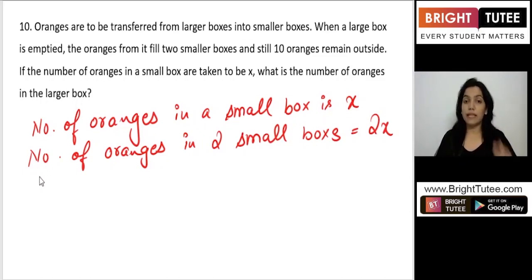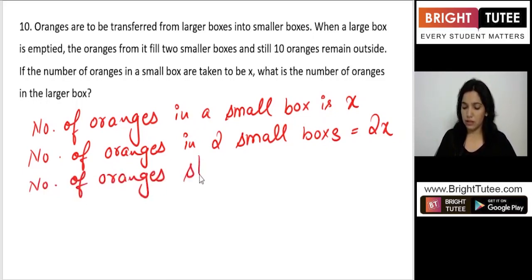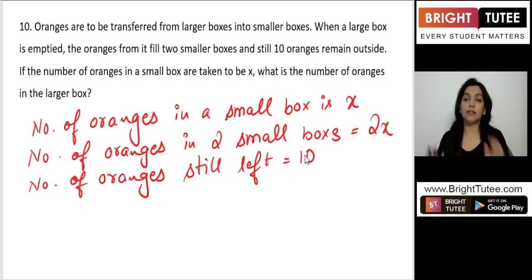Now, what are we still left with? Number of oranges still left is equal to, how much is it? 10. So 10 are still remaining.